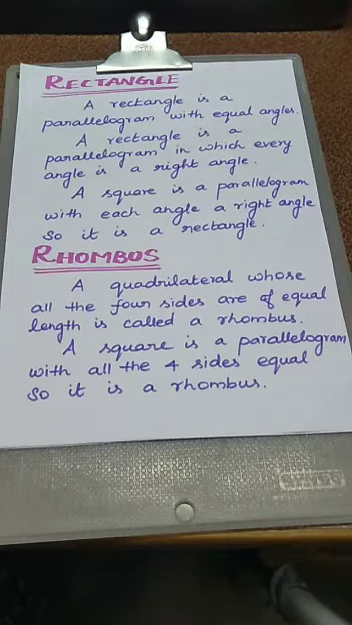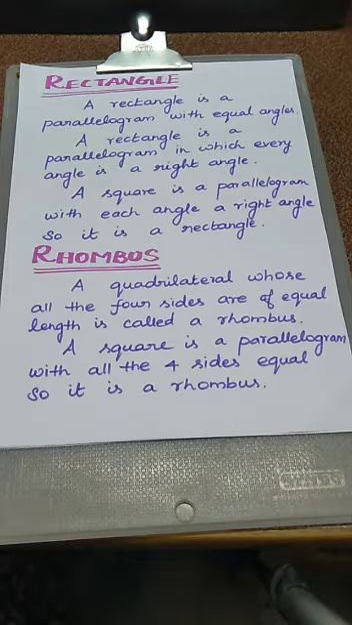We have to take that it is a parallelogram with equal angles only. Okay. Next one, a rectangle is a parallelogram in which every angle is a right angle. We already know in a rectangle all the angles are equal, all the angles are 90 degrees. We have to take a rectangle is a parallelogram when we take this condition, in which every angle is a right angle. Okay. Next one, a square is a parallelogram with each angle a right angle. So it is a rectangle.